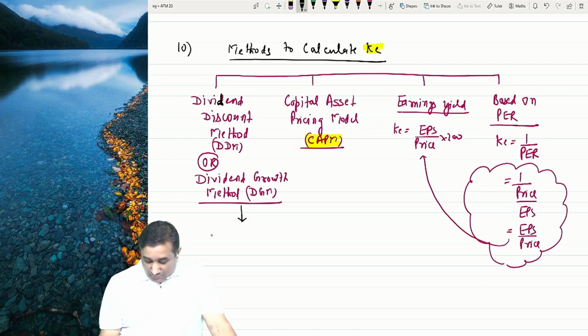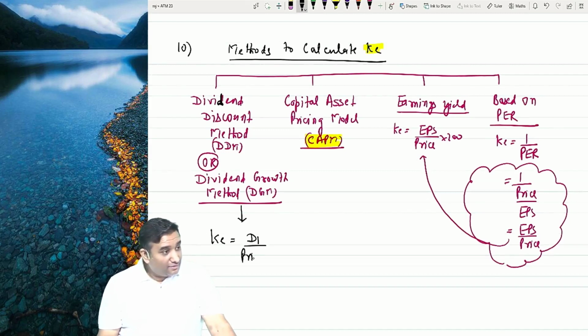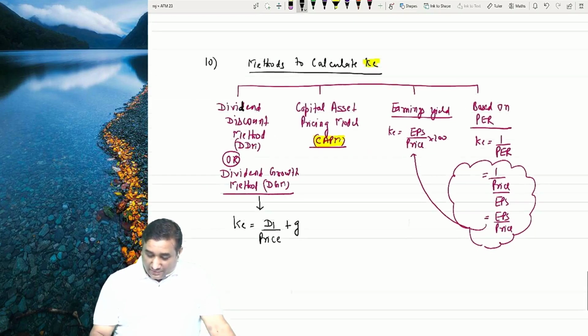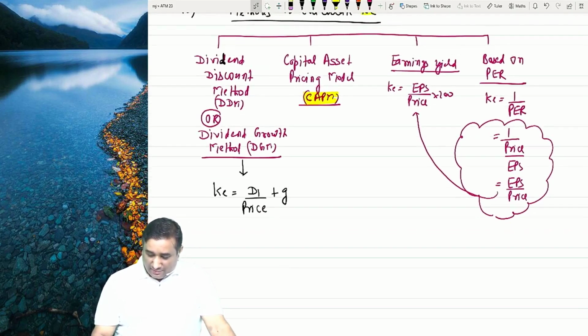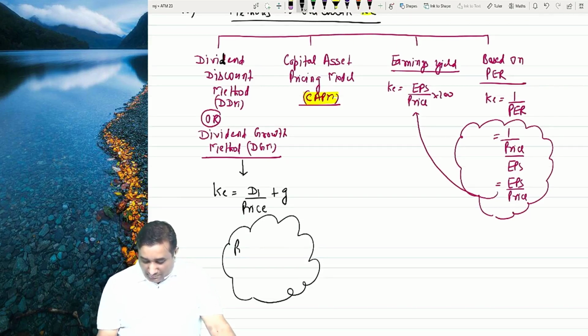KE is equal to D1 divided by... Means one thing is for sure, you might have learnt very hard or crammed very hard. At least you know that something was KE minus G or KO minus G and so on. Actually, what you were trying to say was a price formula. Price is equal to D1 divided by KE minus G.